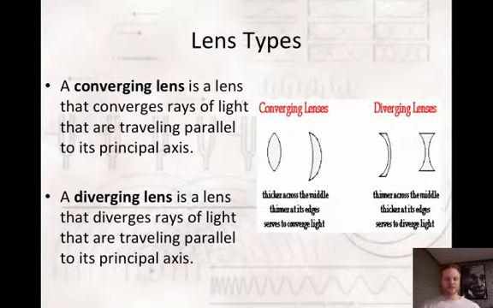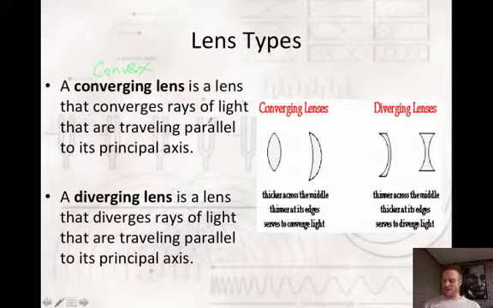A converging lens is the very same thing as a convex lens. Okay, so don't get that mixed up. This is a convex lens. It is a lens that converges rays of light that are traveling parallel to the principal axis. Okay, so a converging lens would be something you certainly could, like, take a magnifying glass and start a stick on fire. Okay, it would cause the light to converge at one point and kind of amplify it, if you will.